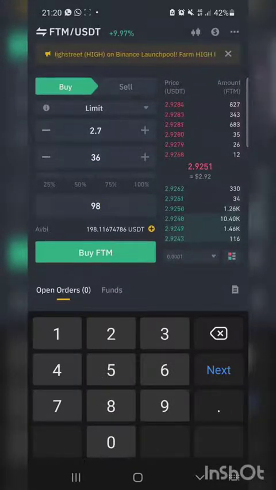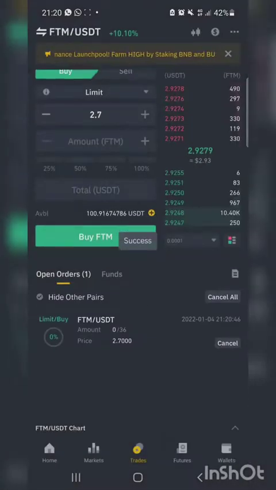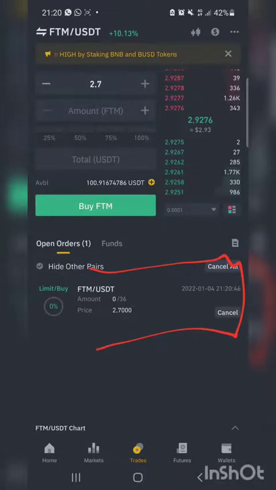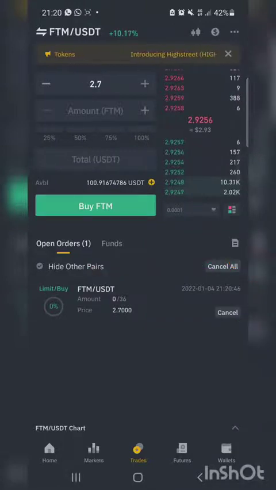So once you hit the buy FTM, let me just do that for you. So automatically you can see it's here already, under open orders. As soon as it reaches the price we put, which was 2.7, it's going to buy. So it's not going to buy until that point.